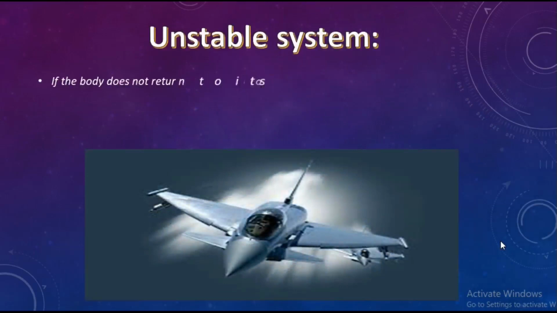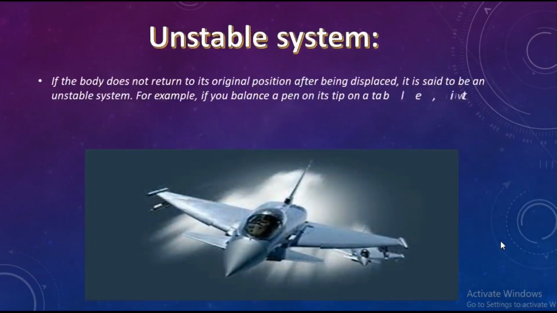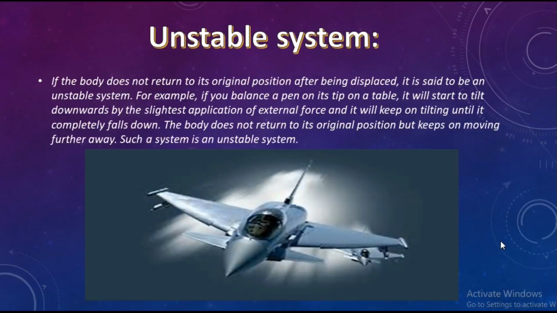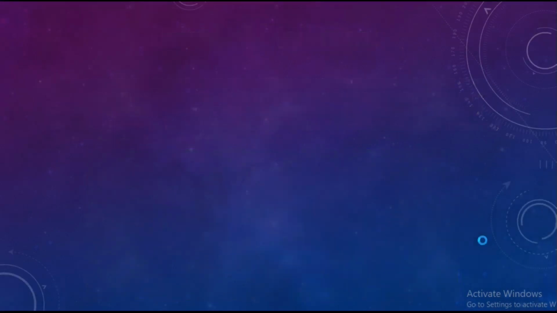Now the question is, what is an unstable system? If the body does not return to its original position after being displaced, it is said to be an unstable system. For example, if you balance a pen on its tip on a table, it will start to tilt downward by the slightest application of external force, and it will keep on tilting until it completely falls down. The body does not return to its original position but keeps on moving further away. Such a system is an unstable system, and here the diagram shows the unstable system.